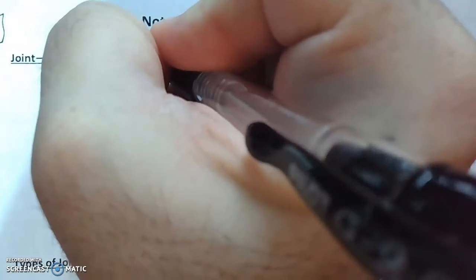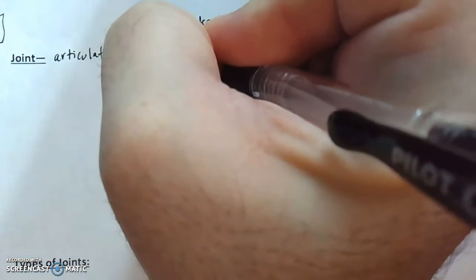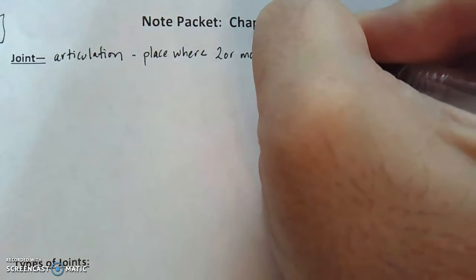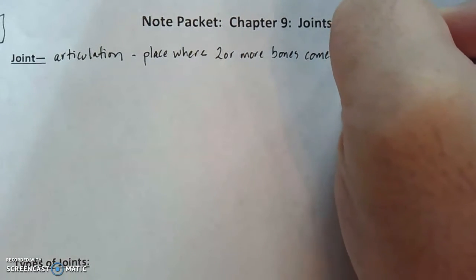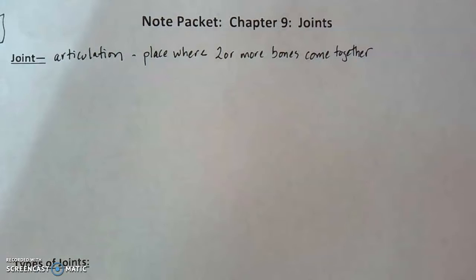And this is a place where two or more bones come together. Now sometimes they meet up and they fuse together, or there are very strong ligaments that hold them together so they do not move. And sometimes there might be a disc of cartilage in between them, but any place where two or more bones come together can be considered a joint.